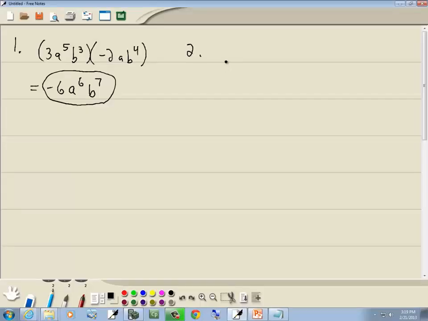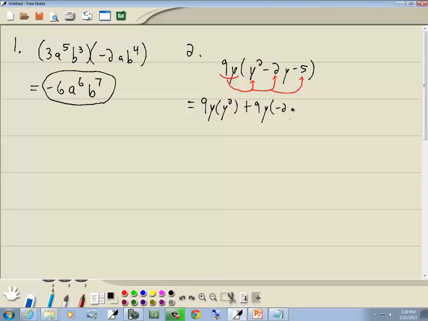Now the next problem, we have 9y times y squared minus 2y minus 5. Now we got a single term out in front, and having it right next to parentheses indicates multiplication, and we got 3 terms inside. That's a trinomial, and a monomial out here. Well, we're going to take this term, the 9y, multiply it times our first term, multiply it times our second term, and times our third term. I'll write out the step at least for this one. We got 9y times y squared. We got 9y times negative 2y. And 9y times negative 5.